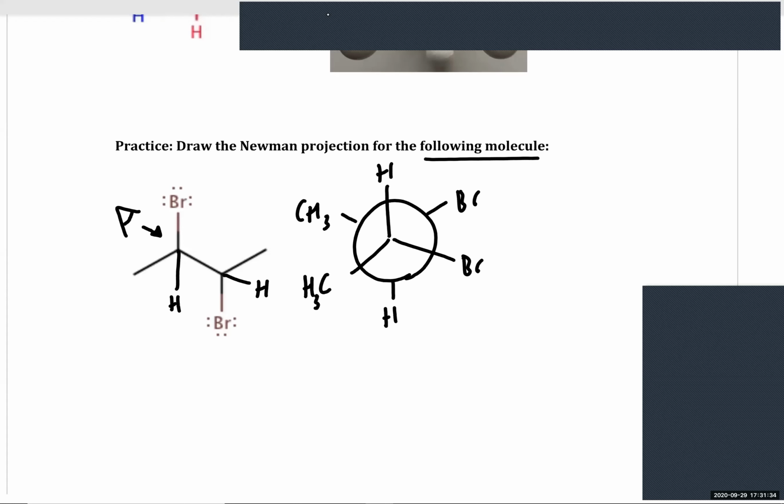Make sure to write out your hydrogens, though. You don't want to forget them, as they're critically important in the next part of this discussion. Can I get some confirmation in the chat that everyone's comfortable with this idea?